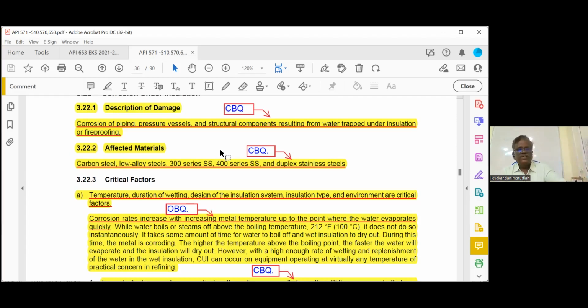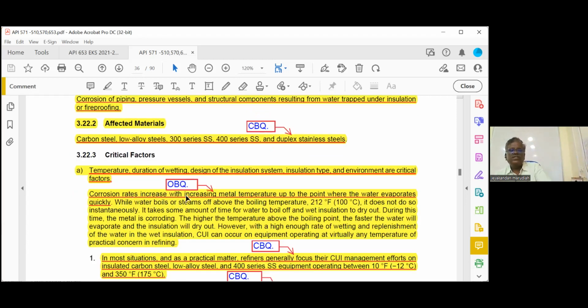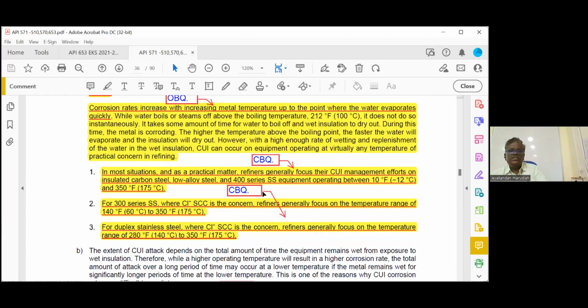The next one, temperature and duration, these are not important. Highlight this one: corrosion rate increases with increasing metal temperature up to the point where the water evaporates quickly. That is important, open book question. Then these three are important.